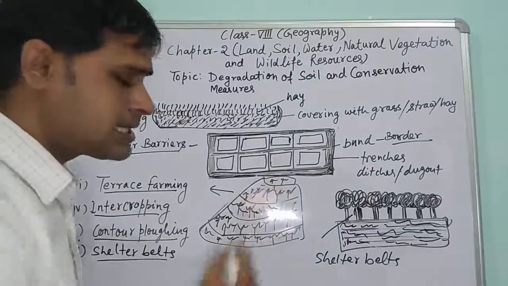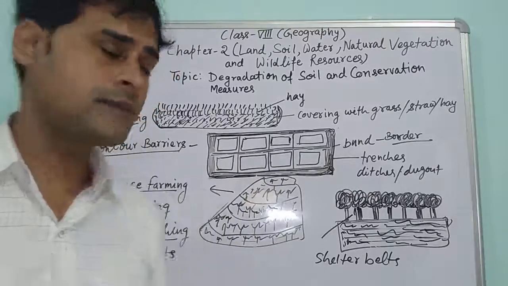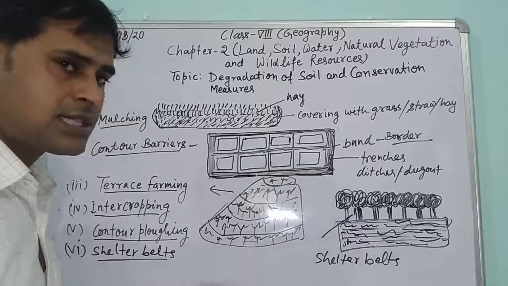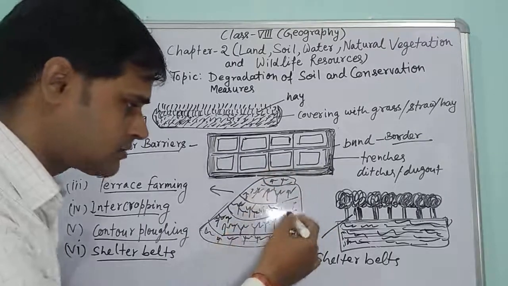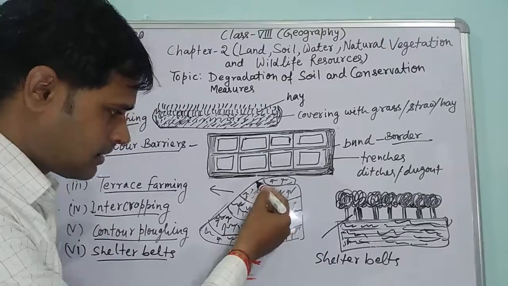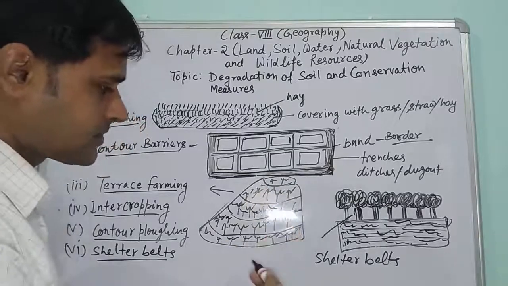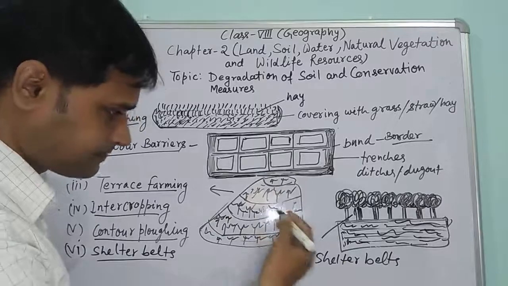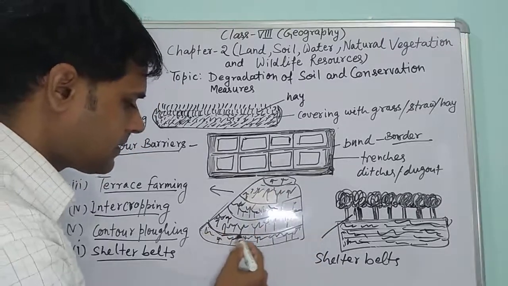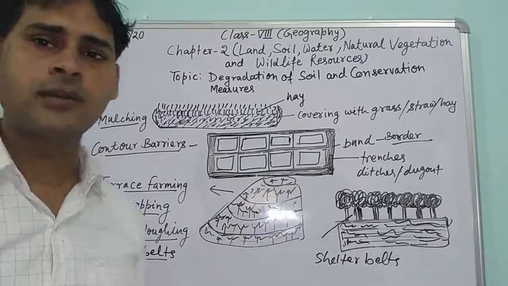Next is terrace farming. Terrace farming is done in hillside areas. In hillside areas, in this way, partitions are made for the ground or field. It is done in sloppy areas, and crops are sown there, or trees are planted. In this way it is made, and in this part farming is done.